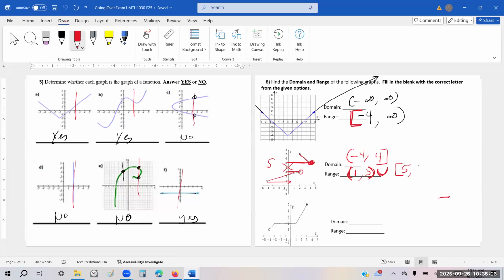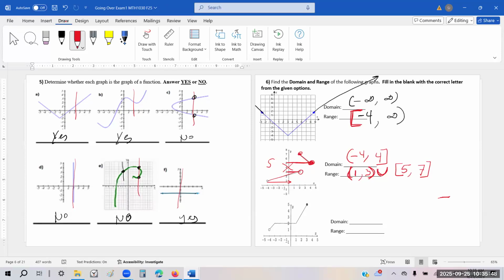So we go to 7, and 7 gets a bracket because we have a closed circle at 7. If you wrote 7 to 5, it doesn't make sense because your domain always has the smaller number on the left, bigger number on the right. So it's 5 to 7, not 7 to 5.